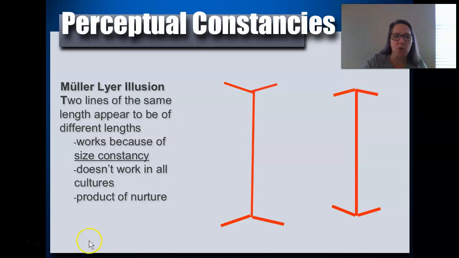So this is why it doesn't work in all cultures. In some cultures, you don't have right angle buildings and houses. Sometimes you have more softer curves or circular buildings. So this illusion doesn't work as well in those types of cultures.